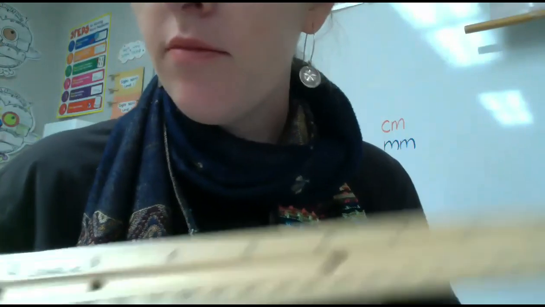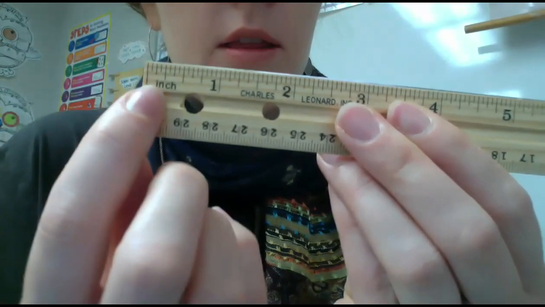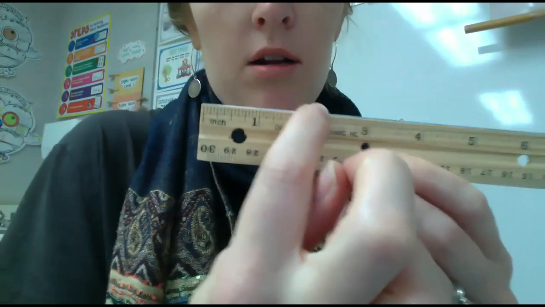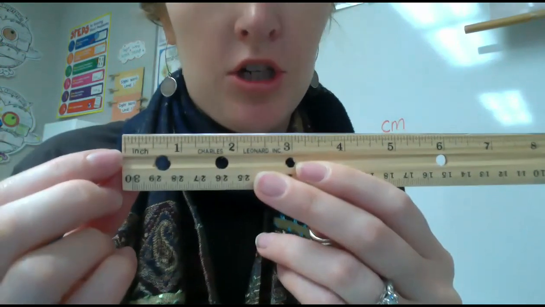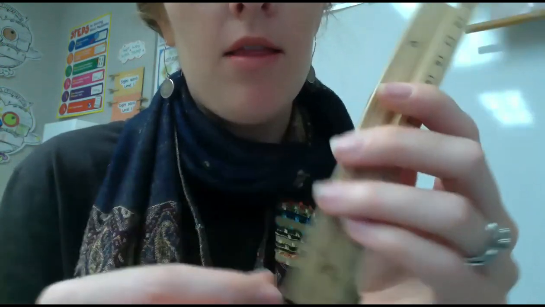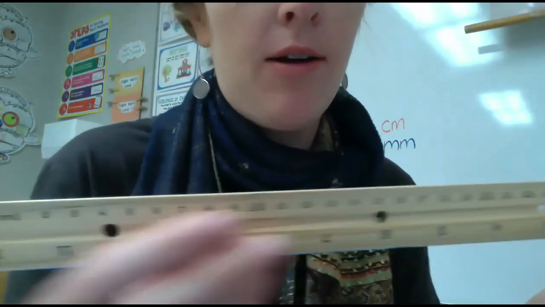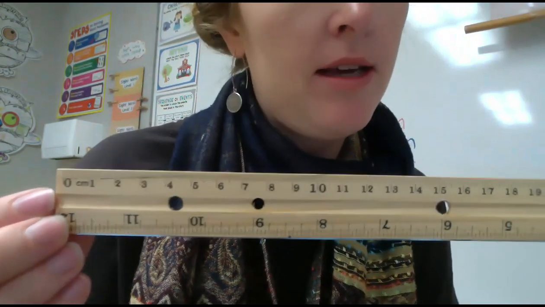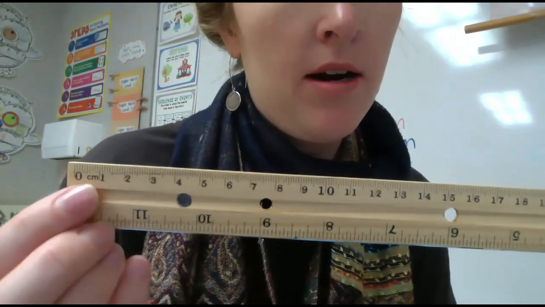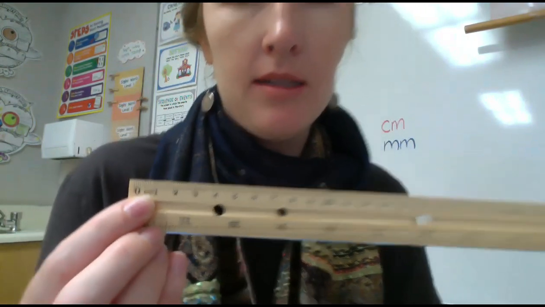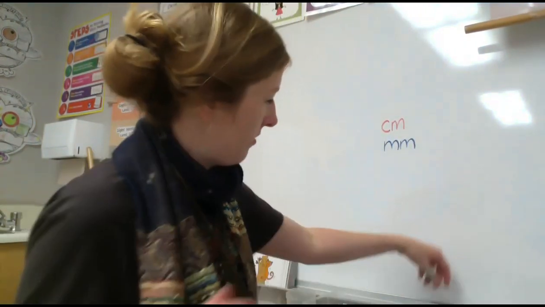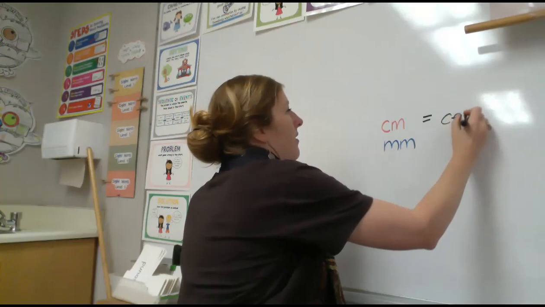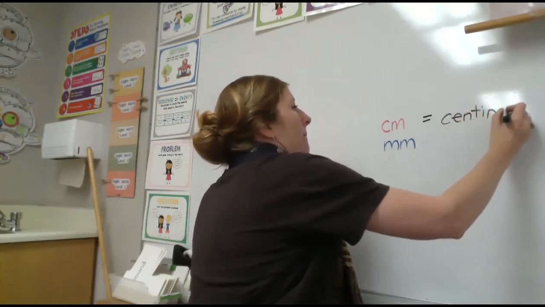So, this one says inch. That means all the numbers on the top are our inches. On the bottom, or now I flipped it so it's on the top, it says cm. A cm, it's right here. Cm means centimeters. I'm going to write that on the board. Cm means centimeters.